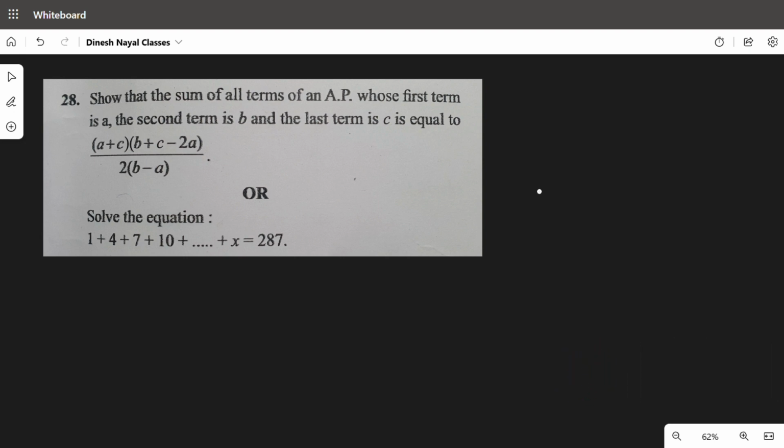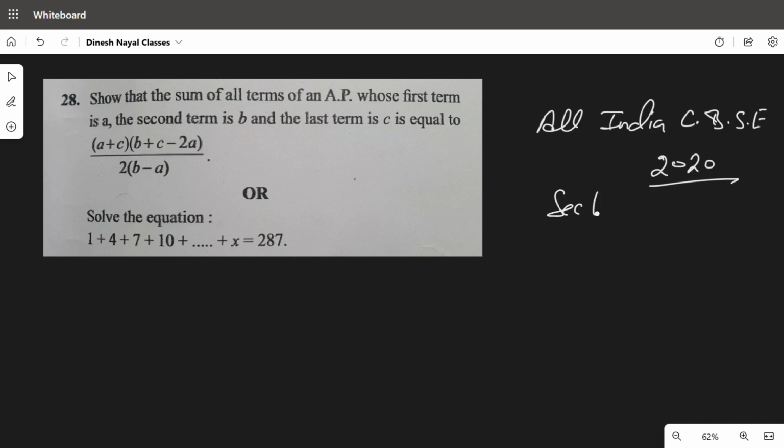Okay, so the next question is question number 28. This was again from All India CBSE board only, and this was from the year 2020, from Section C, question number 28, and this is a 3 marker question. It has 2 parts, so we are going to solve both the parts. So let's solve the first one.